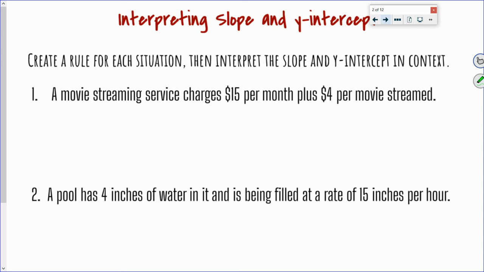And so we've got a movie streaming service. So just write down the words streaming service. And they charge $15 plus $4 per movie. That's all you have to write down there. So we'll kind of abbreviate that and make it a little easier for you to write down. Streaming service charges $15 and then plus $4 per movie.